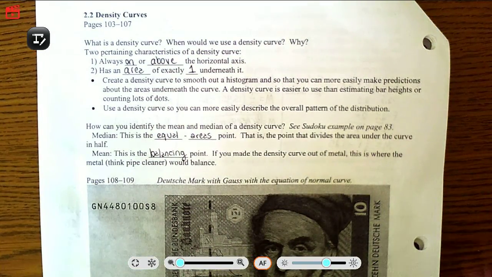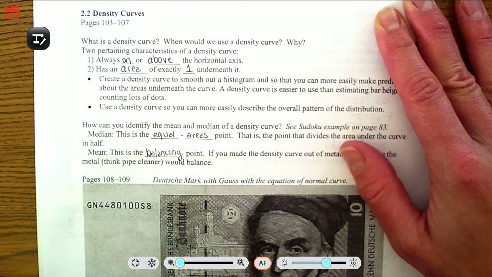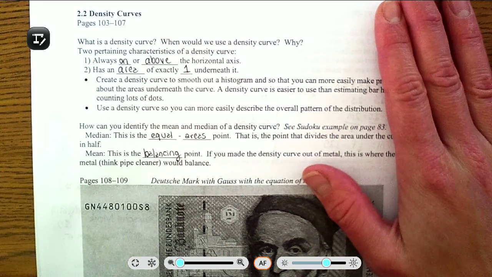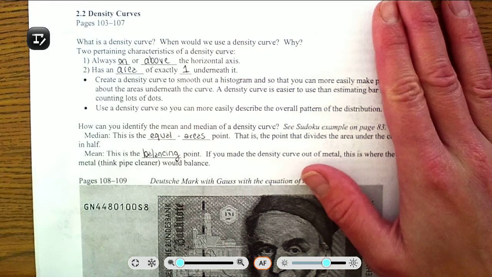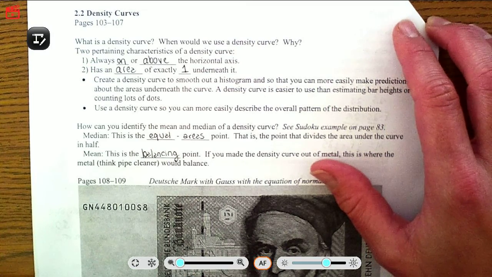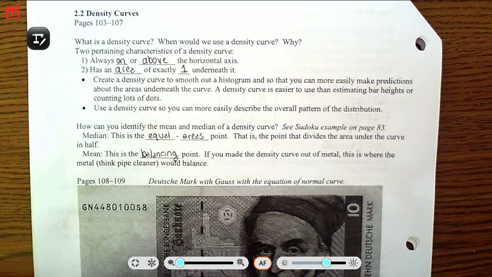Welcome to lesson 2.2 on density curves. The question is, what is a density curve, and when would we use a density curve, and why? A density curve has two characteristics. One is that it is always on or above the horizontal axis, the x-axis. Two is that it has an area of exactly one underneath it.